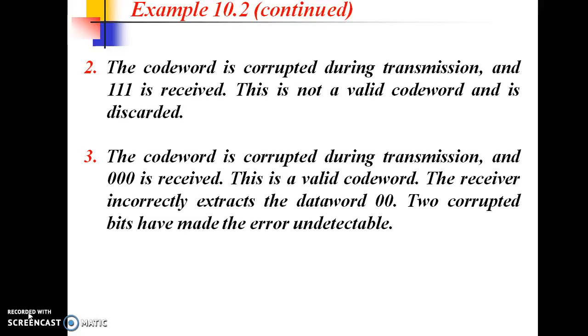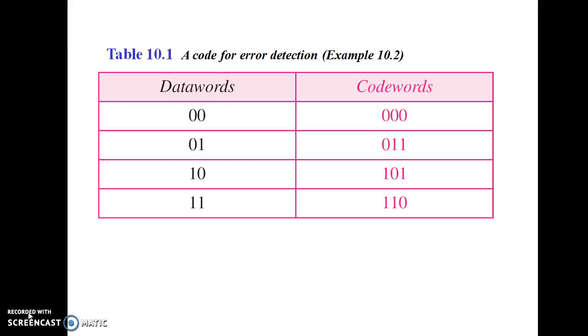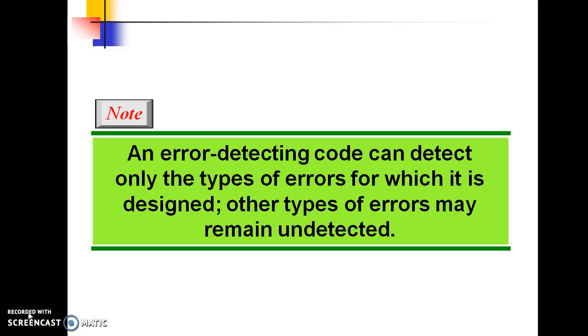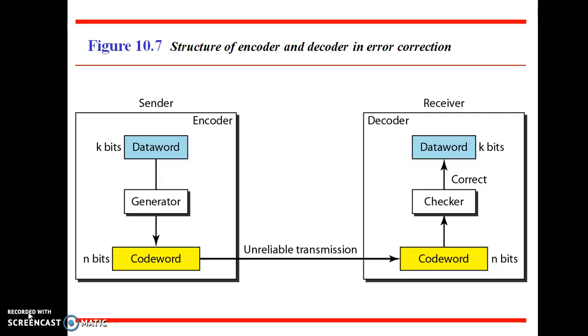So in block coding, only a single bit error can be detected. And these are the codes for error detection. Suppose the data word is 00, you are going to get the code word 000. Then the error detection method can detect only the types of errors for which it is designed. Other types of errors may remain undetected.